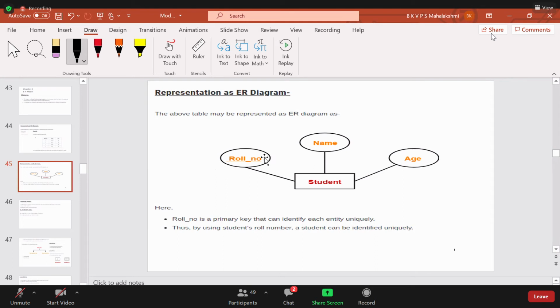So here roll number is a primary key. It can identify each entity uniquely. Thus, by using a student's roll number, a student can be identified uniquely. Understand now the meaning?